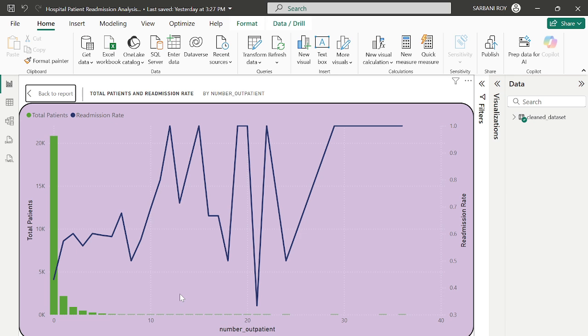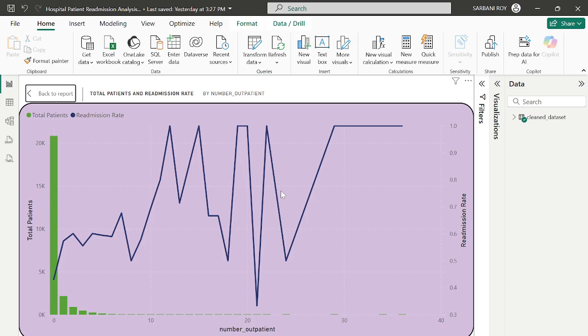You may see sudden dips in the blue line. This is because only one or two patients exist in those categories. Even a single readmission drastically changes the percentage, and a small sample size creates sharp spikes and drops, as you can see here. This is normal and expected in medical data sets.